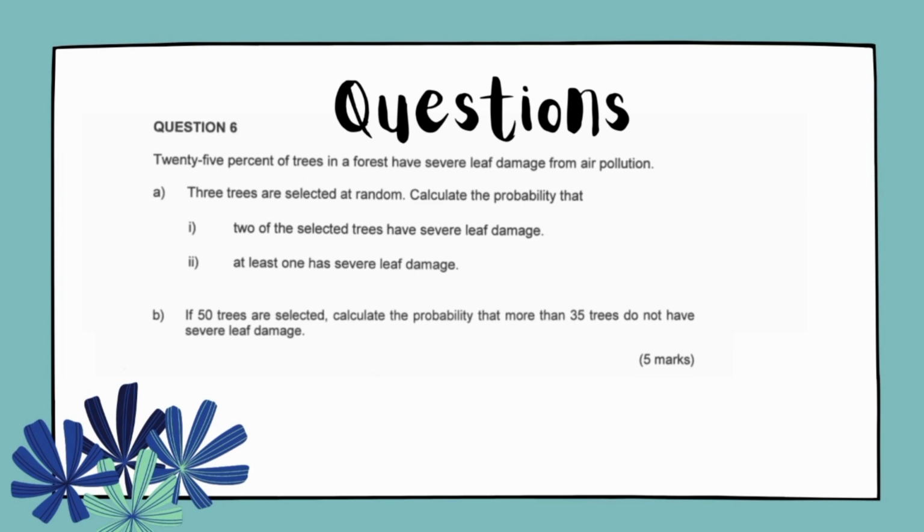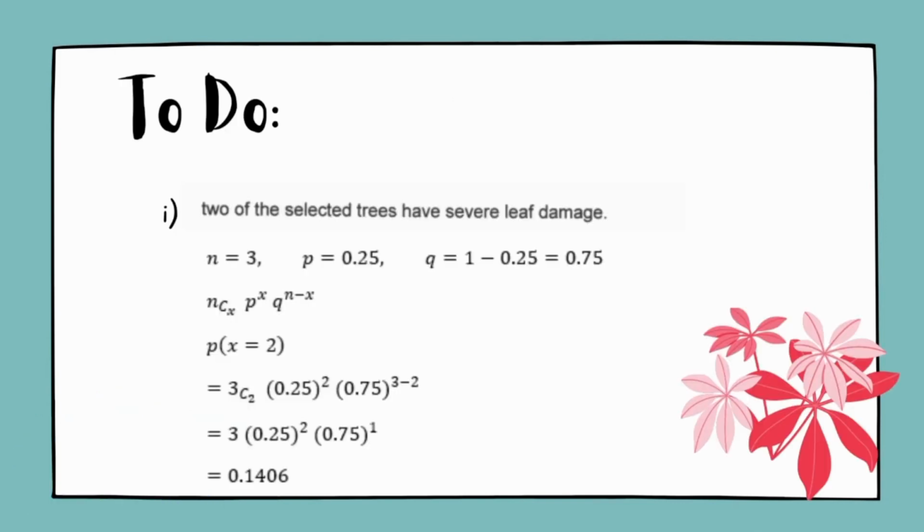For question B, if 50 trees are selected, calculate the probability that more than 25 trees do not have severe leaf damage. For the first question, 2 of the selected trees have severe leaf damage. N is the total number of trees selected. P is the probability that a tree has leaf damage. Q we get from 1 minus P, which is 1 minus 0.25, equal to 0.75.